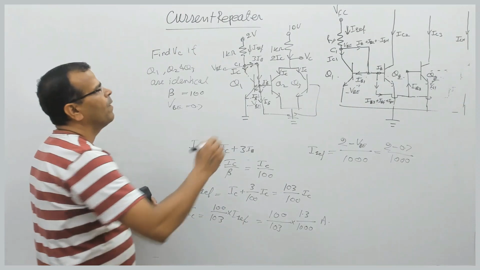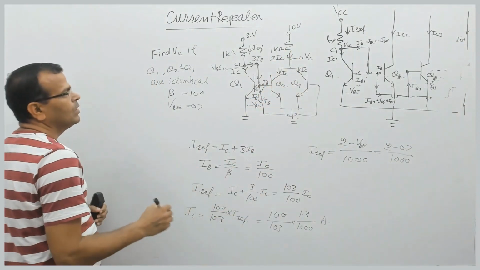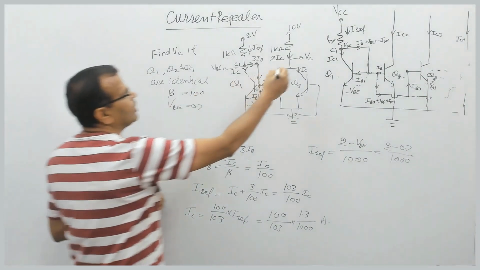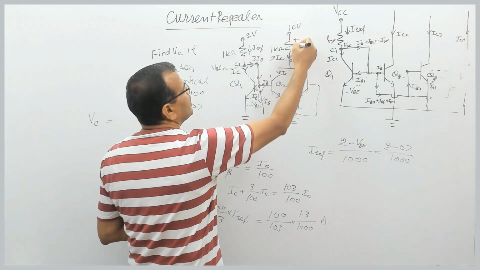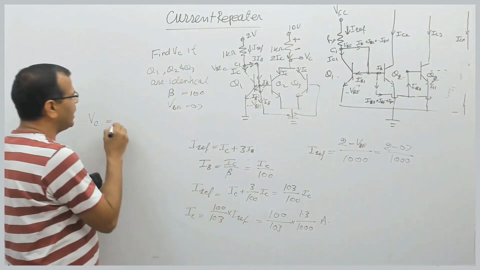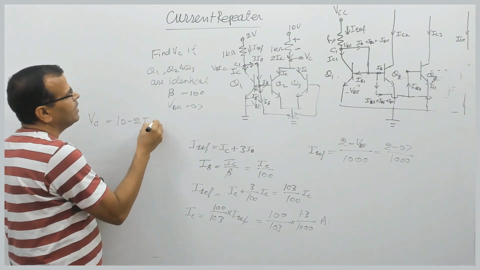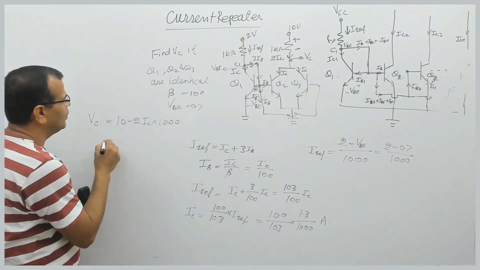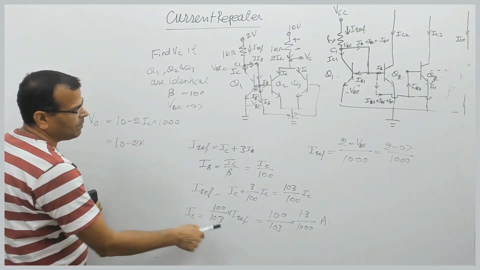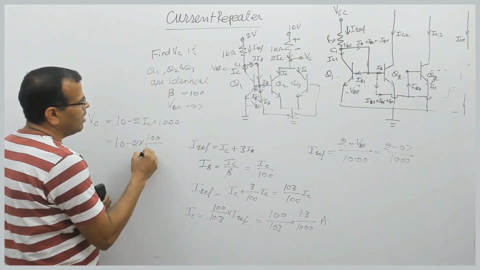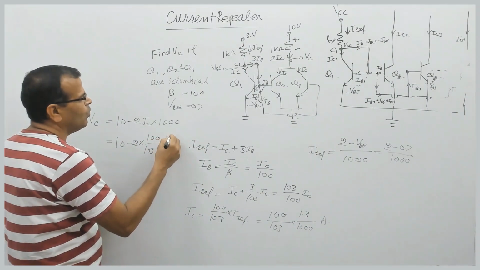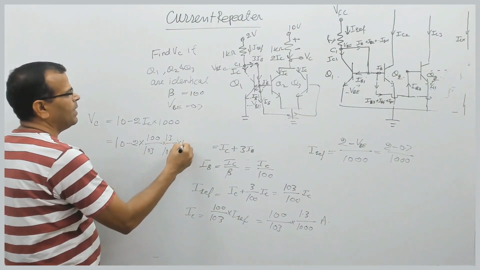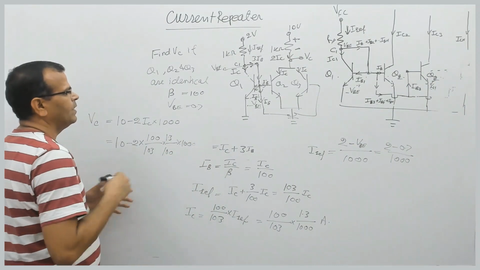And we know what this current is, it is IC. So VC will be equal to, this voltage will be equal to what? This voltage minus the voltage drop across this resistance. So 10 minus 2IC multiplied by this resistance. How much is it? 1000 ohm, right? So this gives 10 minus 2 multiplied by IC, which is 100 by 103 into 1.3 divided by 1000, multiplied by 1000. Fine. That is what you have.